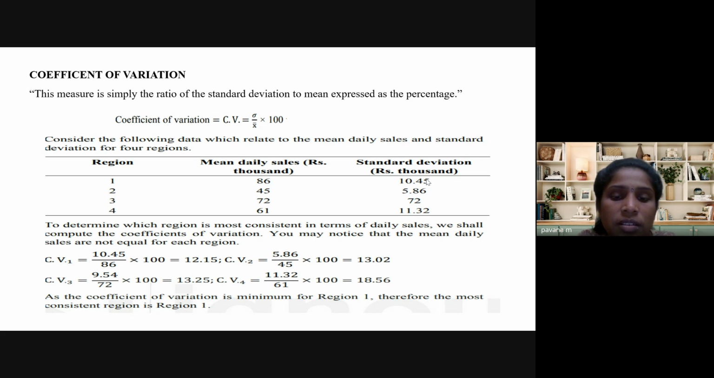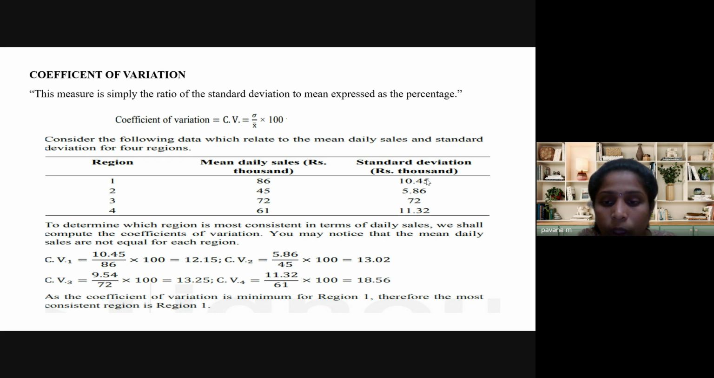For the third region, the average is 72. For region 3 there is a printing mistake: the standard deviation is not 72, it is 9.54. So 9.54 by 72 into 100 is 13.25. And CV4, for the fourth region, is 11.32 by 61 into 100, which is 18.56.